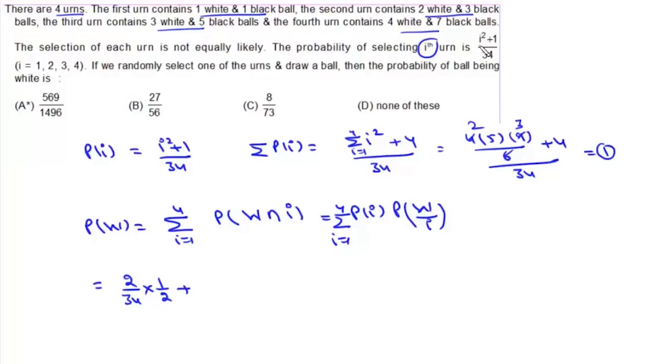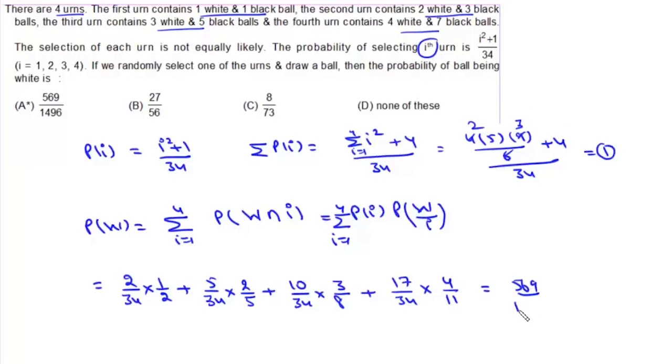For the second one, it will be 4 plus 1, 5, 5 by 34. And the probability of getting white is 2 by 5. For the third one, this probability is 9 plus 1, 10, 10 by 34. And then getting a white ball is 3 by 8. Plus, when i is 4, it will be 17 by 34 into the probability of 4 by 11. And this value comes out to be 569 upon 1496, and that's your option A.